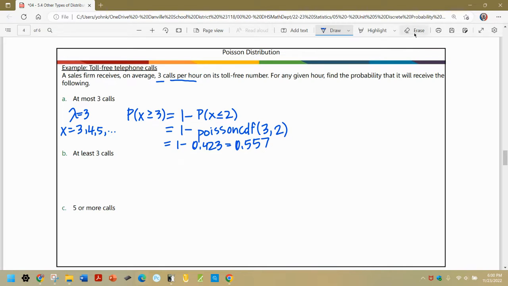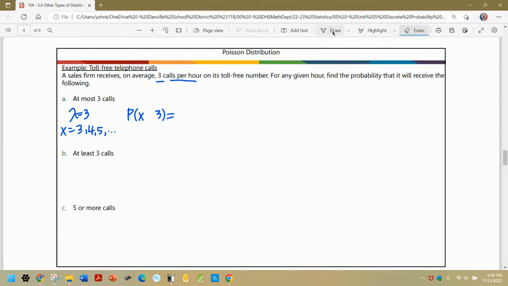Oh my goodness, at most 3. Why did I do greater than or equal to? At most 3 is less than or equal to 3. Oh my gosh, I am so sorry. Okay, we're going to scoot that back. Okay, we're just going to start this slide over again.